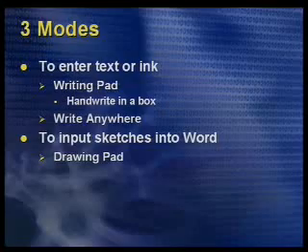There are 3 different modes for handwriting in Office 10. To enter text or ink, I can use either the writing pad, which is a box that appears on the screen, and my handwriting must be entered within the confines of that box, or I can use Write Anywhere mode. In Write Anywhere mode, the entire screen is available for handwriting. I can write over top of the document window, the application, the toolbars, and things like that, and all of that writing will be recognized and inserted into my document.